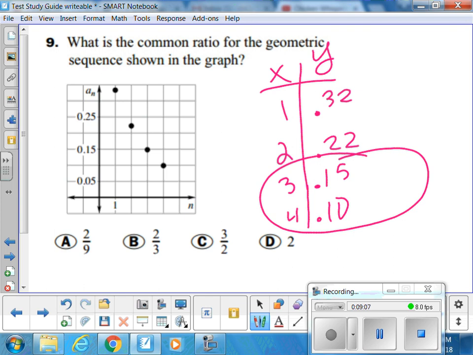So to find your constant multiplier, you would take your last one and divide it by the previous one. So take your 0.10 and divide it by 0.15, and then refraction whatever answer you get. Let's try that. 0.10 divided by 0.15. Math, enter, enter. 2/3. That's what I got as my constant multiplier. And that's correct. I just looked at the answers.